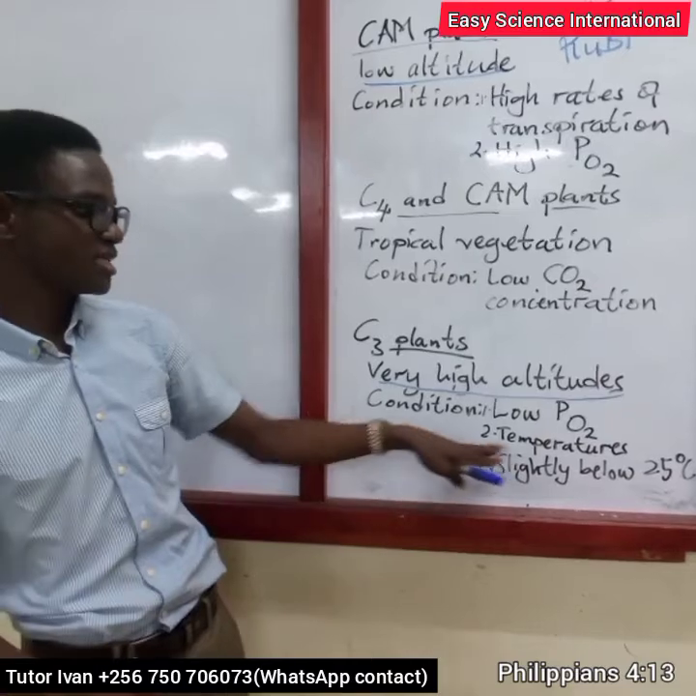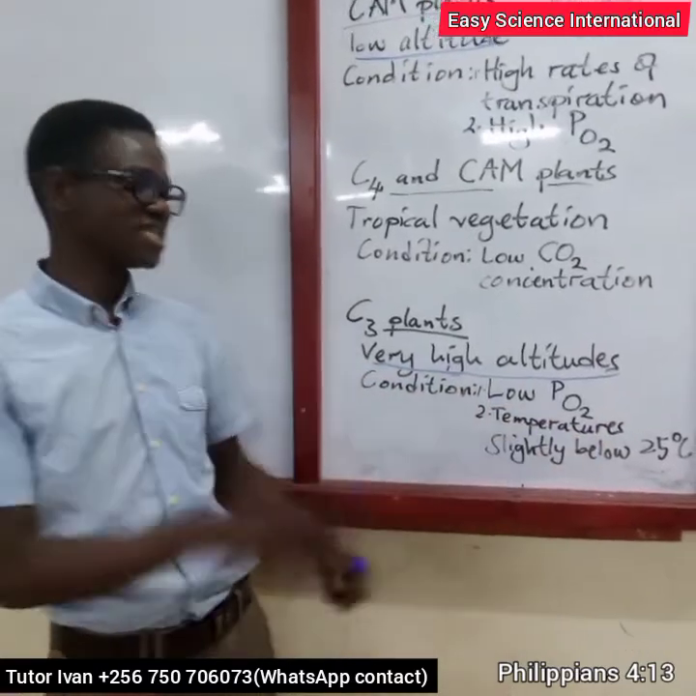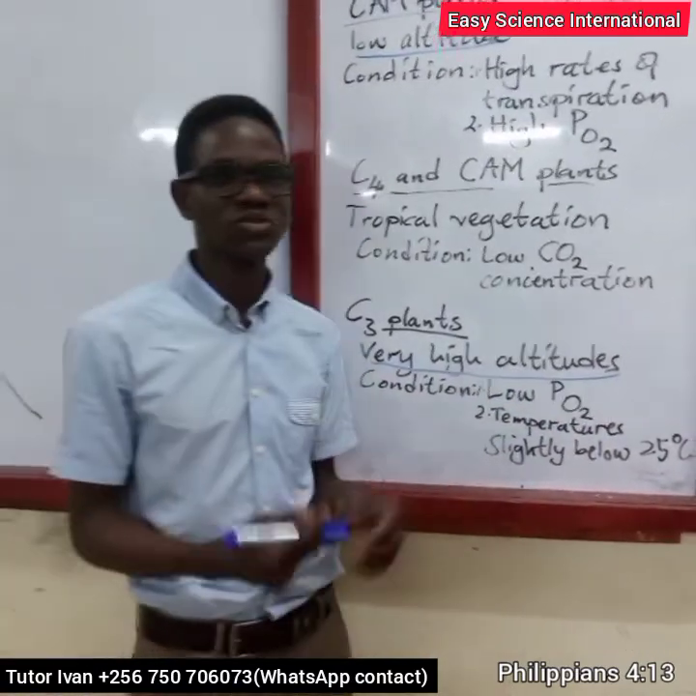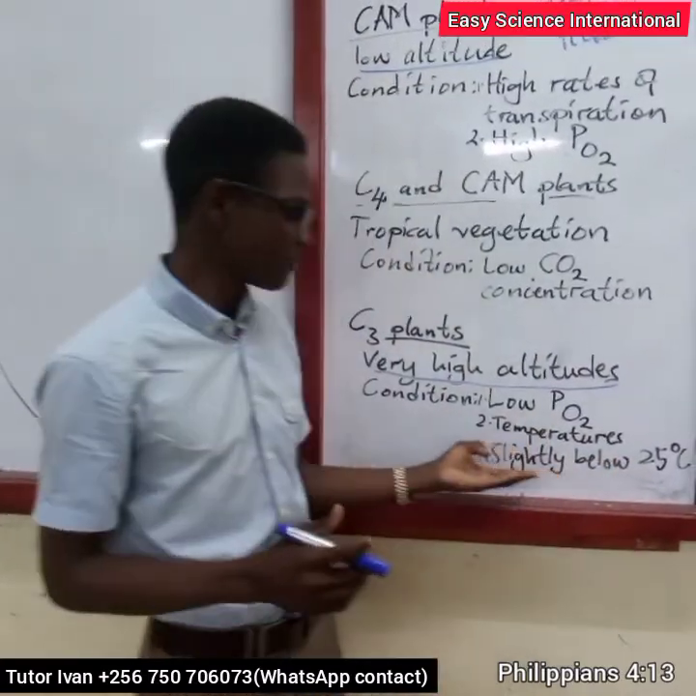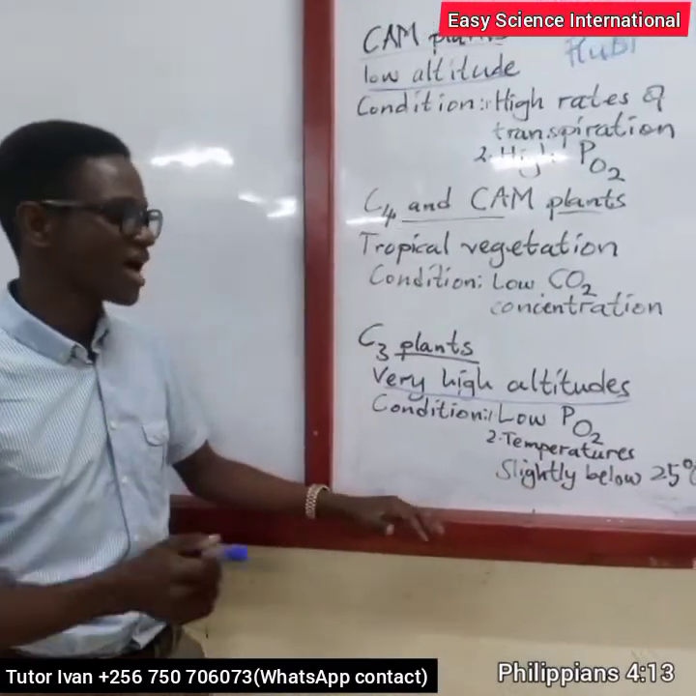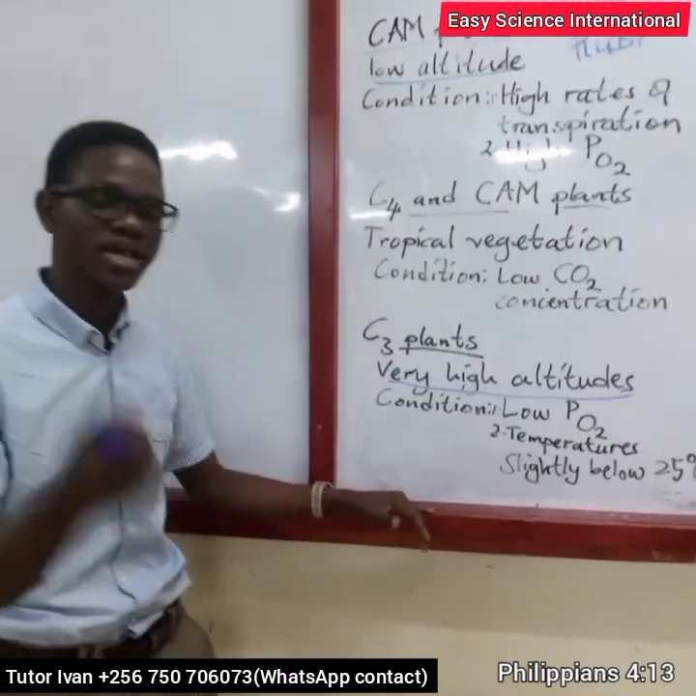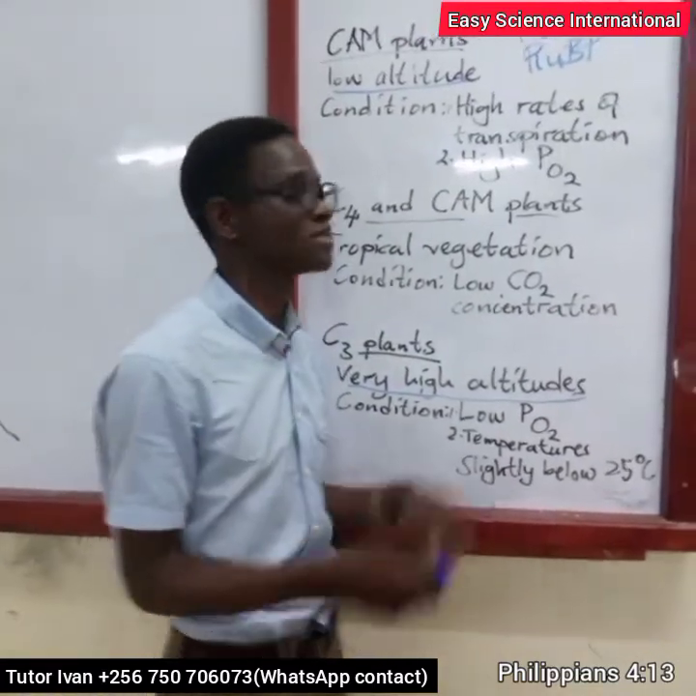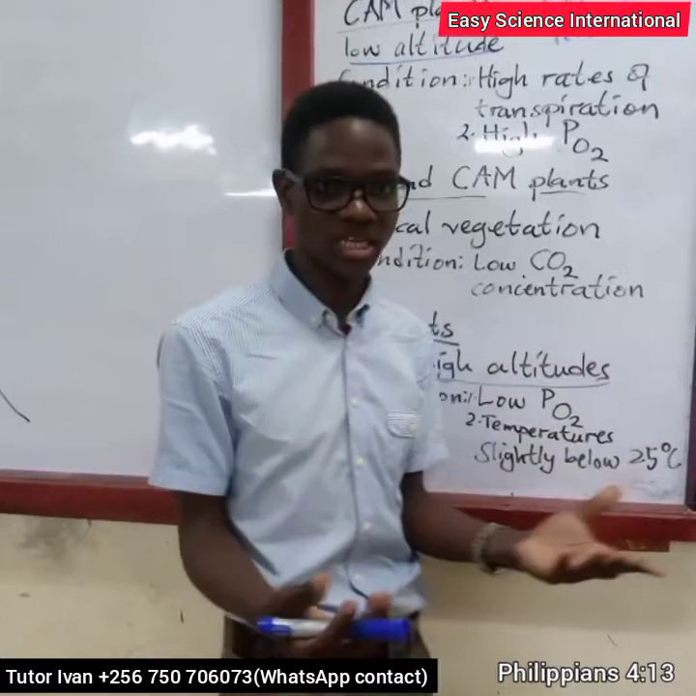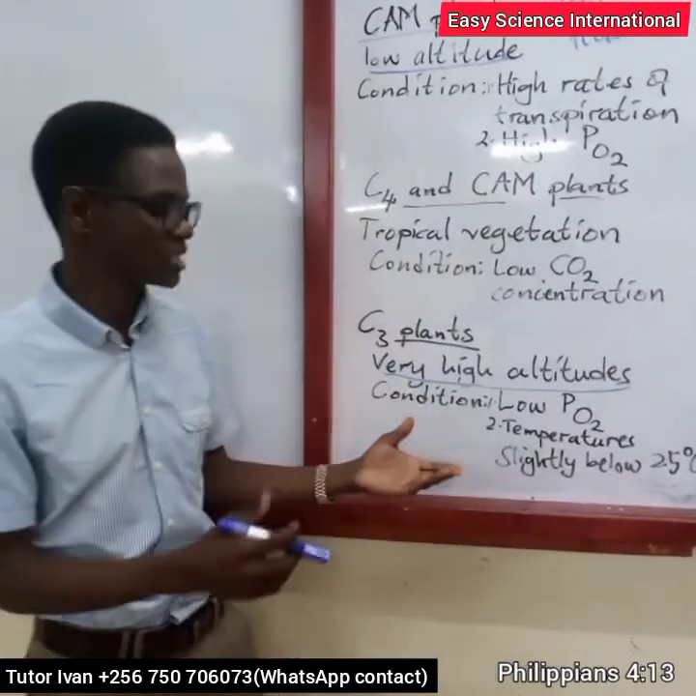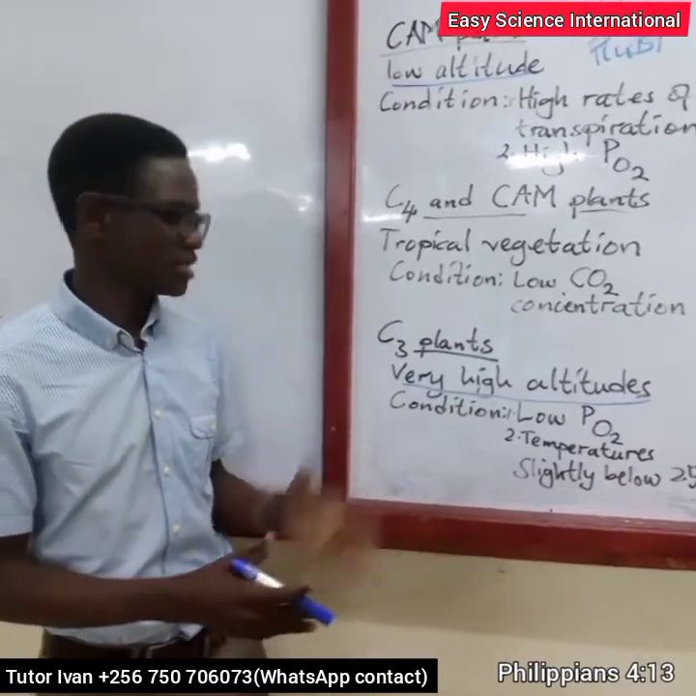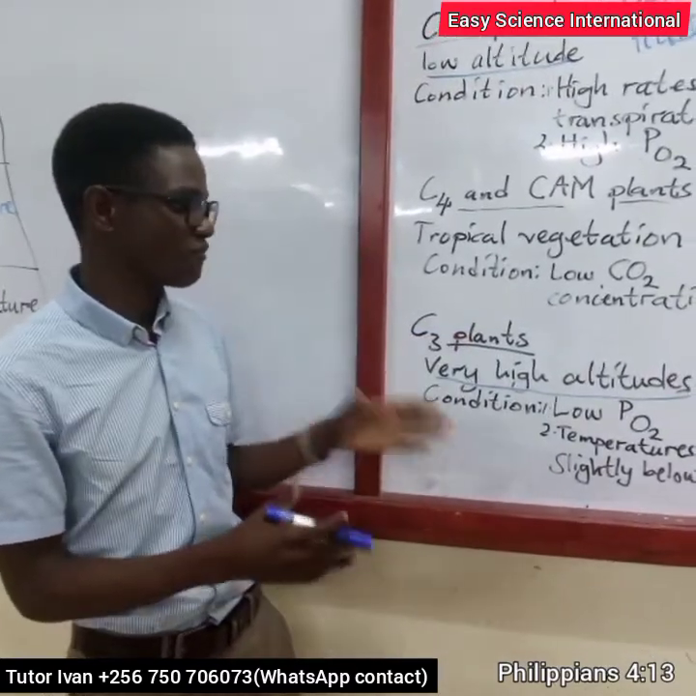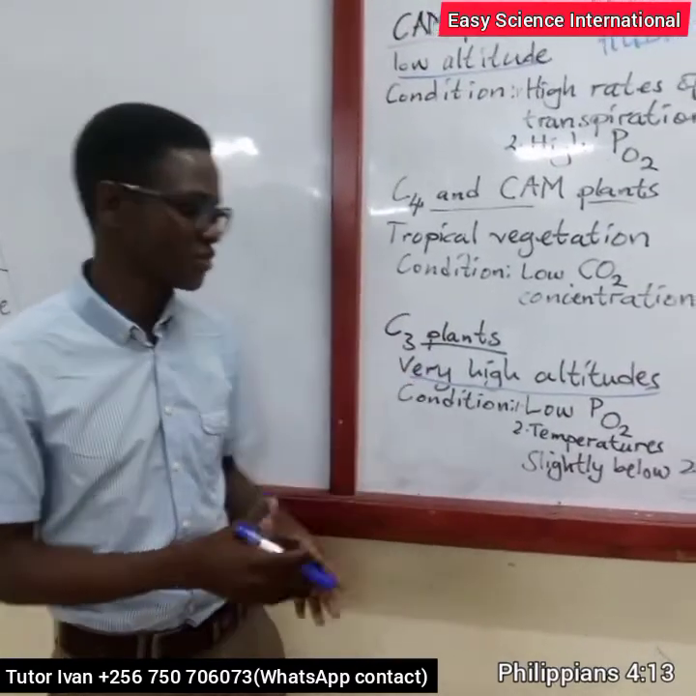Again, the temperatures are slightly below 25 degrees Celsius. We very well know that the higher you go, the cooler it becomes. Now, these temperatures are favorable for the enzyme, that is ribulose bisphosphate carboxylase oxygenase, that carries out photosynthesis in C3 plants. In brief, that's where we find the C3 plants.